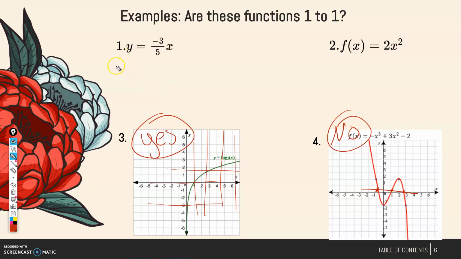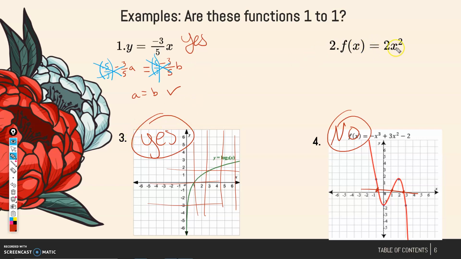For number 1, if you have the equation, plug in a, plug in b, set them equal to each other, and solve out. How do we get rid of that negative 3/5? Let's multiply by the reciprocal on both sides, negative 5/3. Remember, reciprocal, just turn it over. Anything multiplied by its reciprocal equals 1, so those both equal 1, which means we end up with, indeed, a equals b. Yay! That's a one-to-one function.